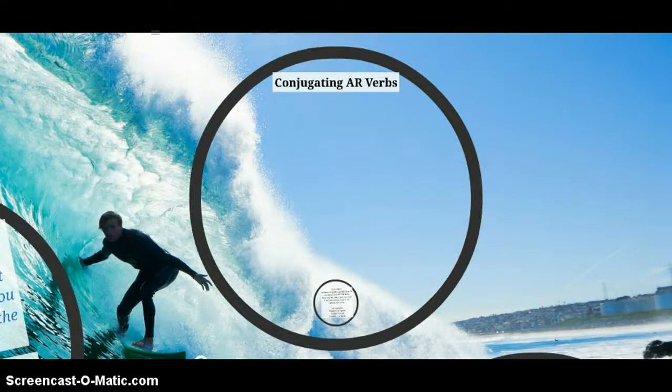Hola a todos! Today we're going to be talking about how to conjugate AR verbs. If you're interested in knowing what an AR verb is, please see the video on verbs and infinitives in Spanish.